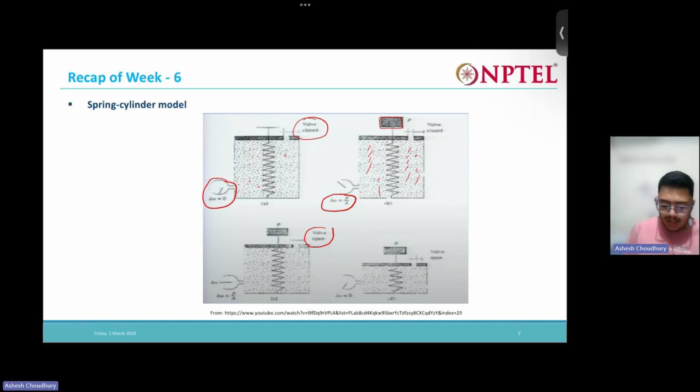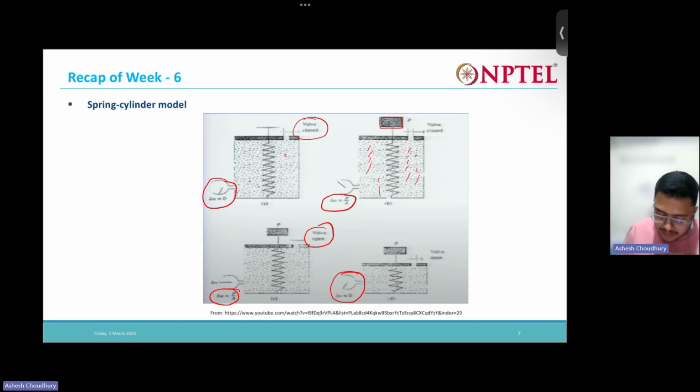Water will gradually start coming out. As water starts coming out, what will happen? This pore water pressure keeps on reducing. Finally a state will come when this pore water pressure completely reduces, and you can see the spring has compressed. Now the spring has taken all the load. Here the spring is analogous to the effective stress, or the grain to grain contact.